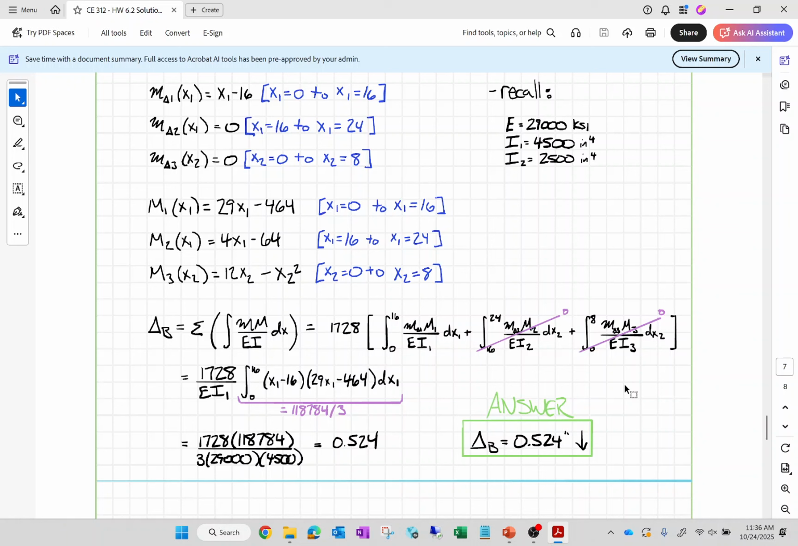It ends up being something like 118,784 over 3. So this is a big old fraction. We have 1728 on the top. I think I did 118784 on the top, a 3 on the bottom. E for this problem was 29,000, and the I was 4,500. When you chug all that out, you end up getting something like 0.524.